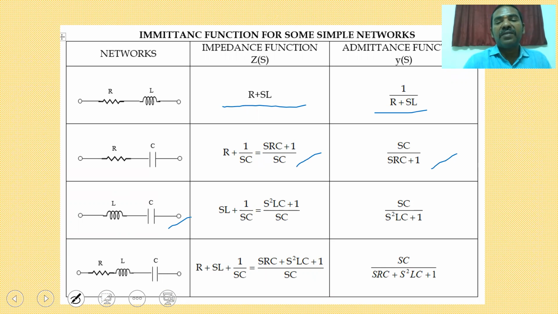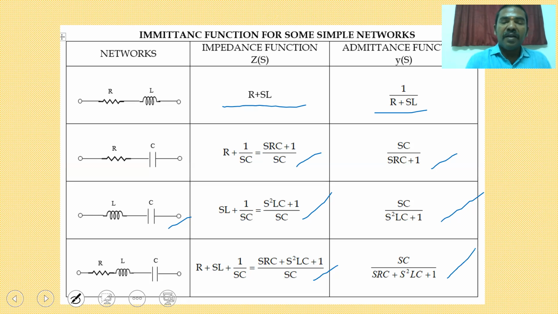So it is the impedance value. The admittance value is just the reciprocal: sC divided by (s square LC plus 1). If it is an RLC series circuit, R plus sL plus 1 by sC. So that is (s square LC plus s RC plus 1) divided by sC, the impedance value. The admittance value is sC divided by (s square LC plus s RC plus 1).